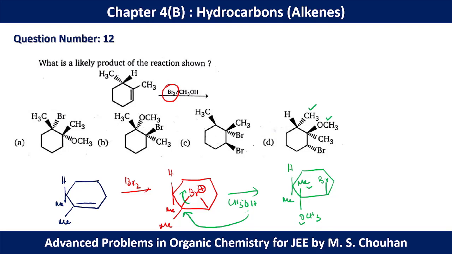So this is the difference in point of view only. We can have the same thing. So relative positions must be correct. And if OCH3 is below the plane, bromine should be above the plane, because here OCH3 and bromine are opposite to each other. So in this case, OCH3 is above the plane and bromine is below the plane.